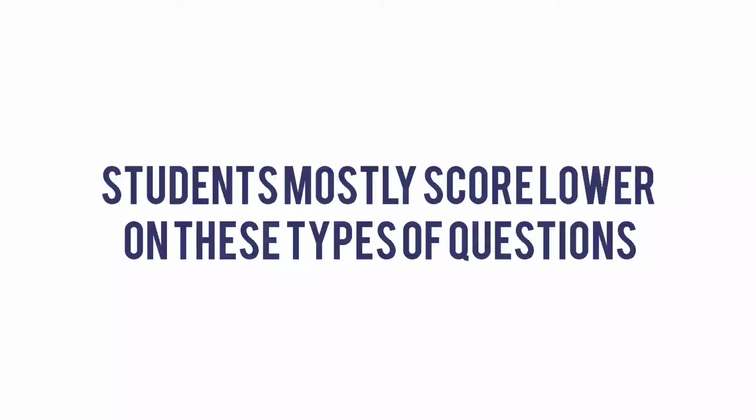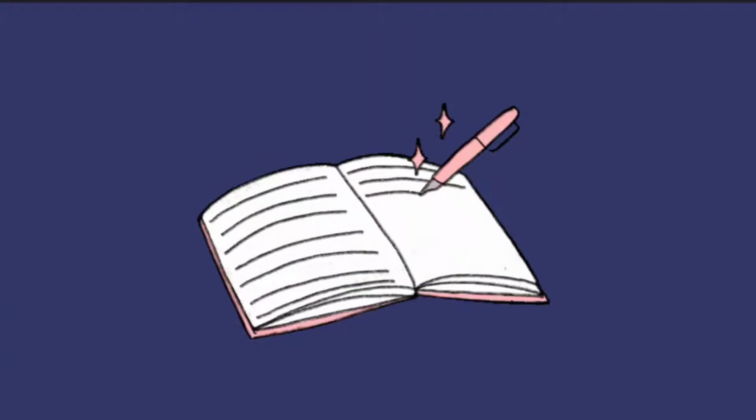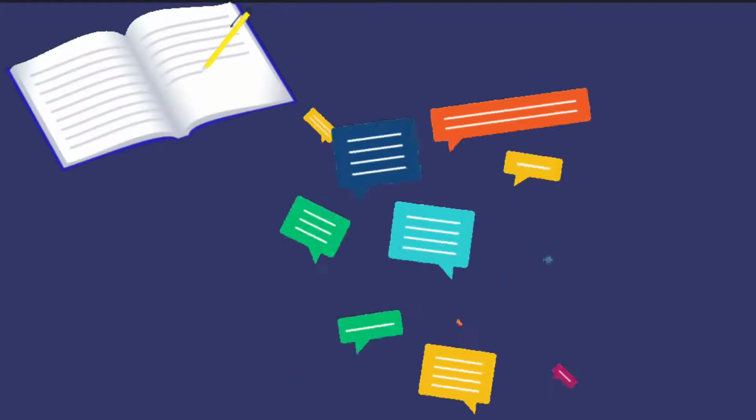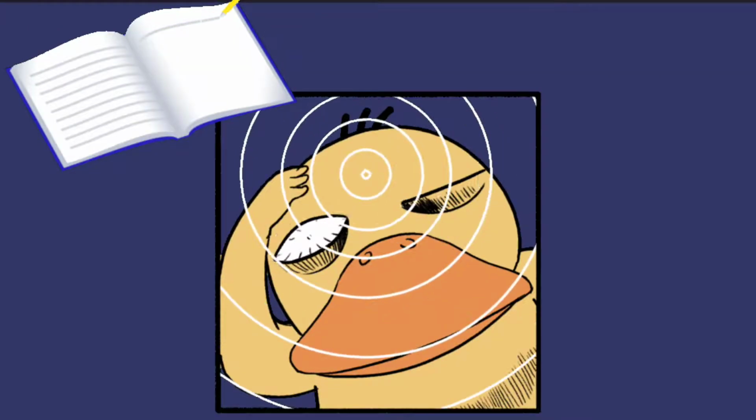Students normally score lower on these types of questions, not because they are more difficult, but because they are unfamiliar with this type of question. So let's discuss common problems facing the students. The first one is writing too much. Just because there's more than one data source, students are tempted to write about everything, and this causes two problems.